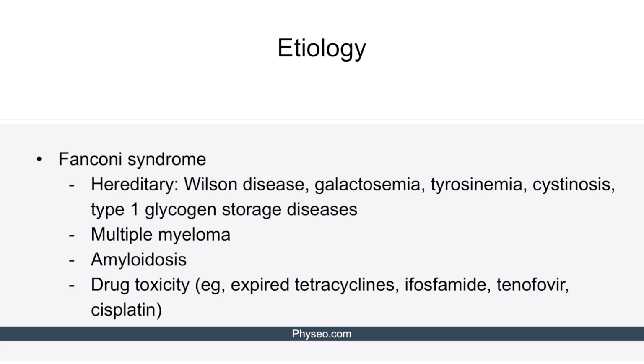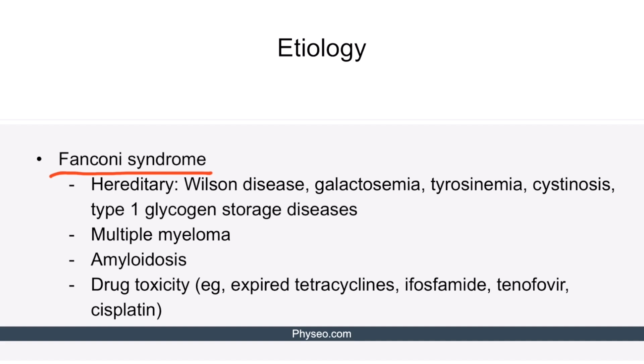The etiology of Fanconi syndrome can be broken down into inherited and acquired causes. Some hereditary diseases include Wilson disease, galactosemia, tyrosinemia, stenosis, and type 1 glycogen storage diseases. Multiple myeloma and amyloidosis can also lead to this pathology by causing renal deposition of immunoglobulin light chains and amyloid proteins, respectively. Expired tetracyclines get converted into toxic metabolites that can also damage the proximal renal tubules.